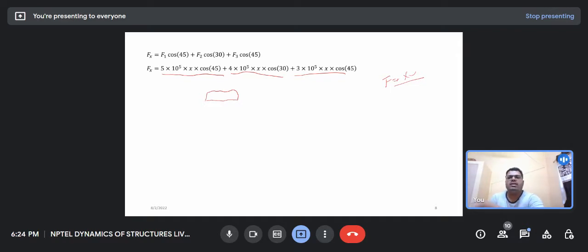So the forces you can directly write: f1 is k1x, plus f2 is k2x, plus f3 is k3x. So you have the k1, k2, k3 values, and then you directly add all these values, and you get 12 into 10 raised to power 5 newton per meter.